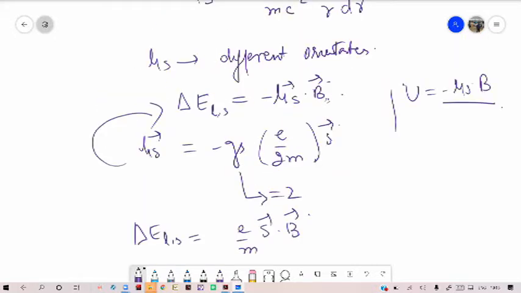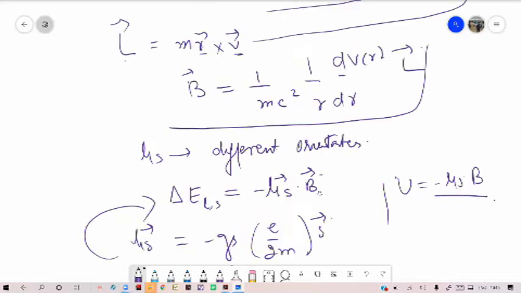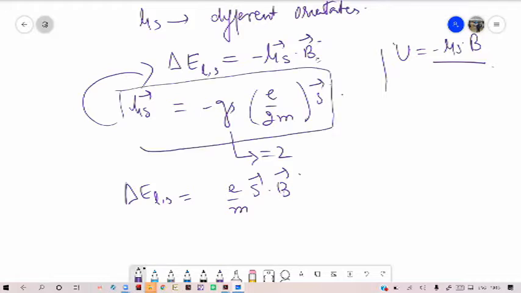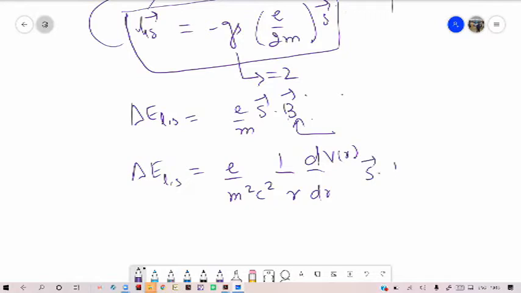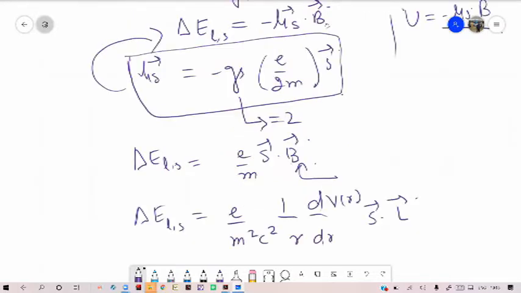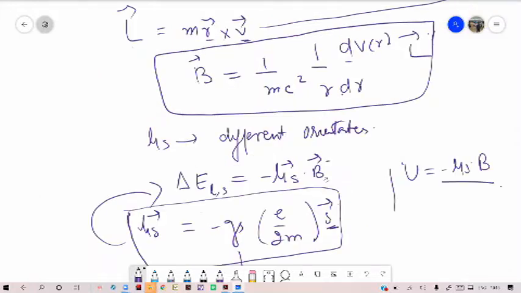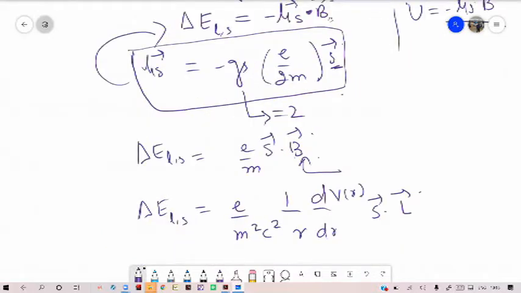Now B we have already calculated. This is the B equation. This is the mu equation. So S is there, B will be there. So I will write the equation using the value of B from above. I can write delta E LS will be equal to e by m square c square 1 by R d by dr of V of R, and it is S dot L. This is S, this is L. Since it is a dot product, these two vectors will have a dot product.